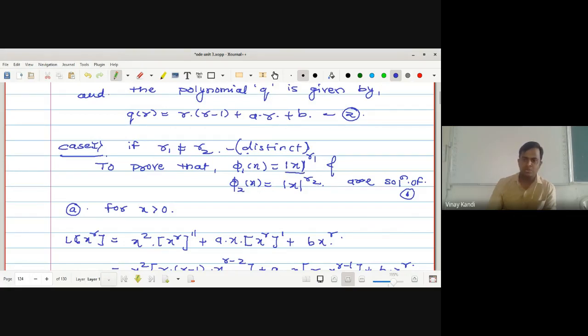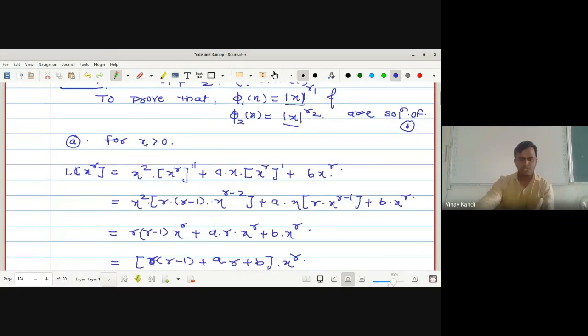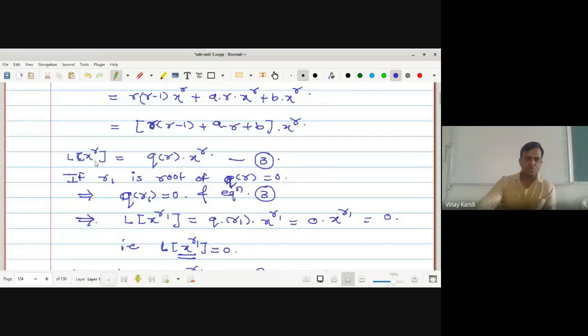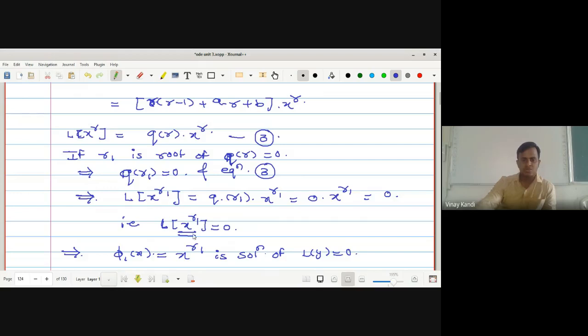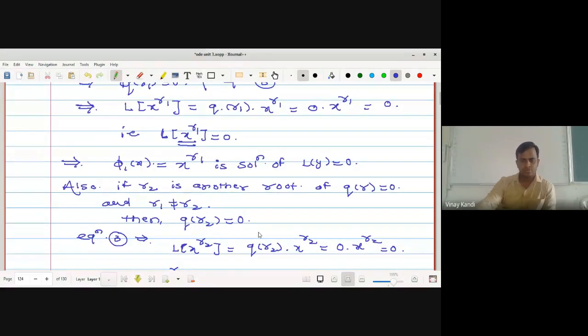Okay, when we take mod x, two cases arise: a different case when x is greater than 0, and a different case when x is less than 0. So for x greater than 0, we follow this step. So L of x raised to r satisfies the equation L of y is equal to 0. Hence x raised to r1 and x raised to r2 are the solutions of L of y. Okay.